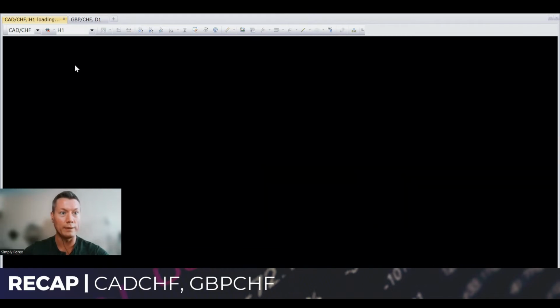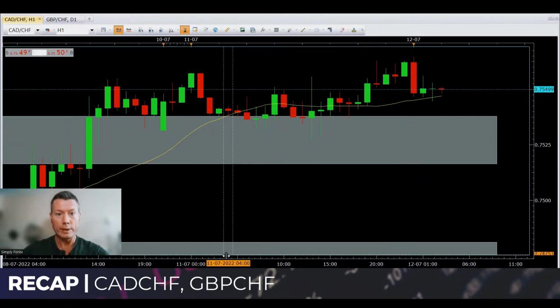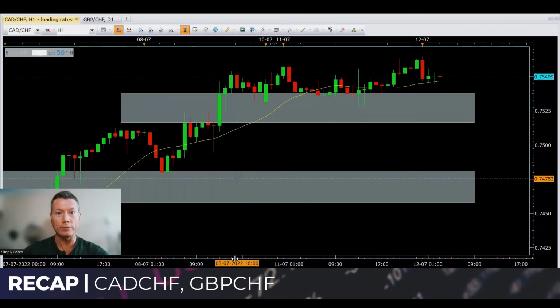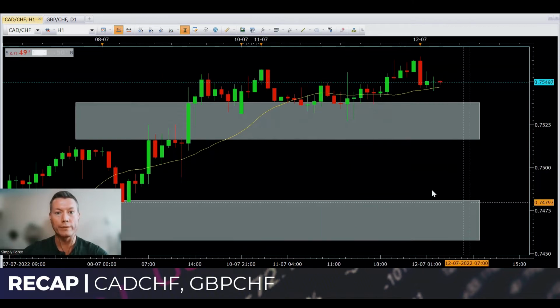So let's look at the H1. Okay, so we had the two grey zones mapped out. As you can see, this one down here never came into play, but this one here just kept bouncing off of this grey zone. So what candles could you have entered on?